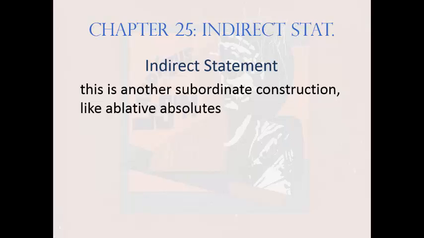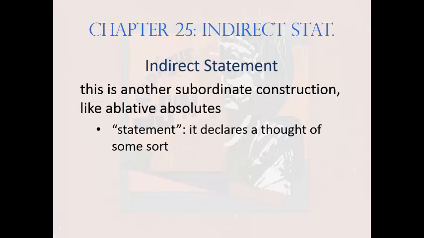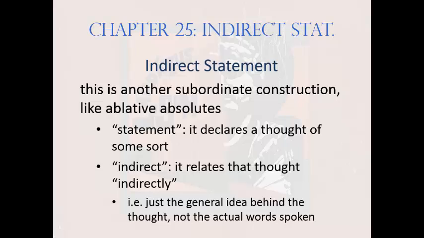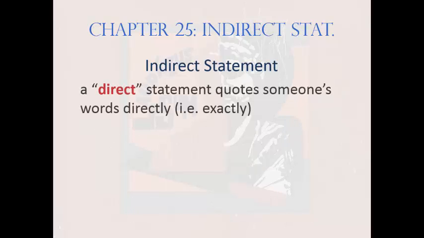Another subordinate construction, like ablative absolutes, but even more pervasive in Latin. By statement, the name of this construction means that it incorporates a thought of some kind. By indirect, it means that the thought is indirectly related. That is, it conveys only the general nature of the thought, not the exact words that were originally used to express it. A direct statement quotes someone's words directly. In other words, not in other words. For example, he said, "I'm hungry." "I'm hungry" were his exact words.